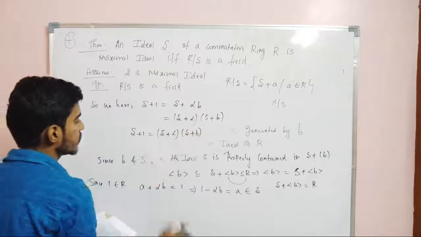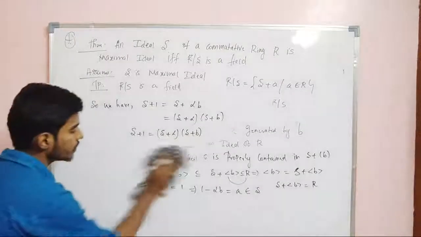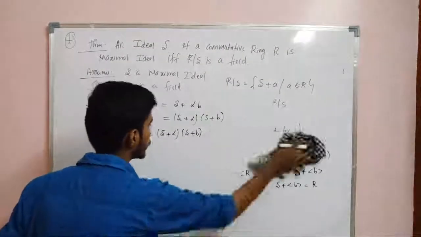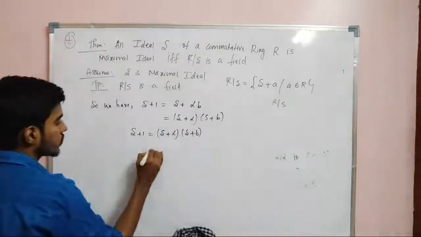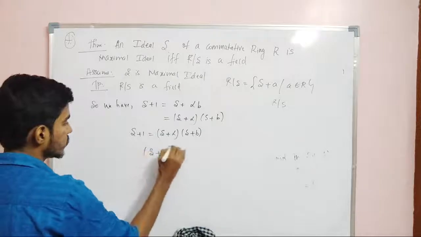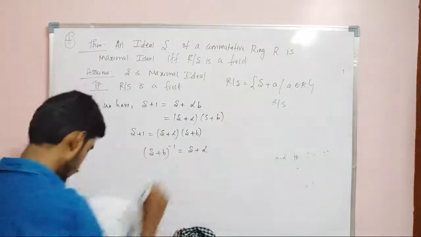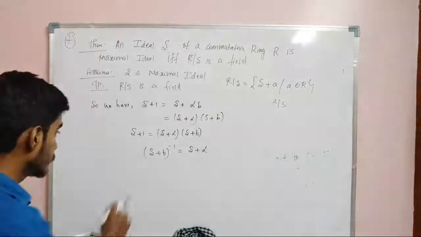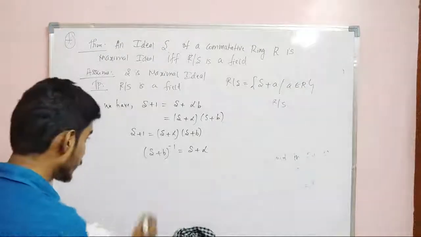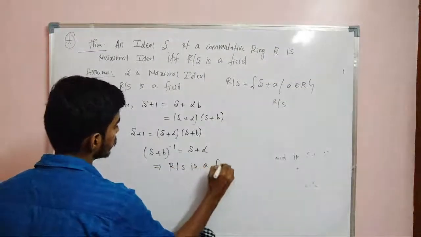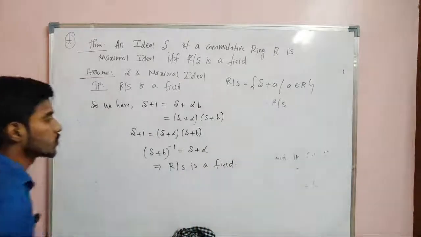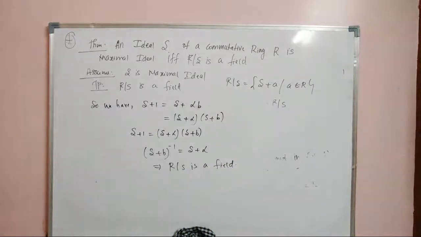That means S plus 1 is the multiplicative identity, and S plus B is the non-zero element that we have chosen. So the inverse of S plus B is S plus alpha. Therefore, R by S is a field. So we have proved that the non-zero element has a multiplicative inverse.